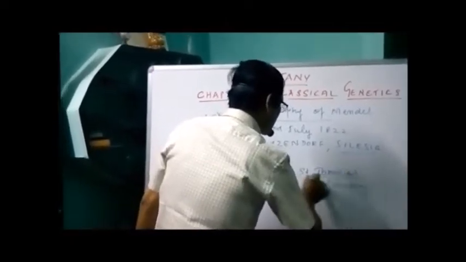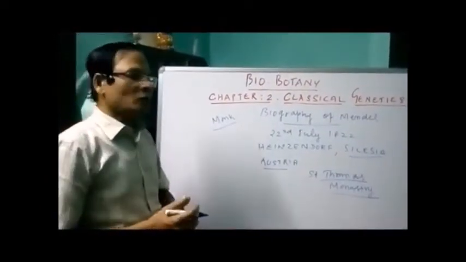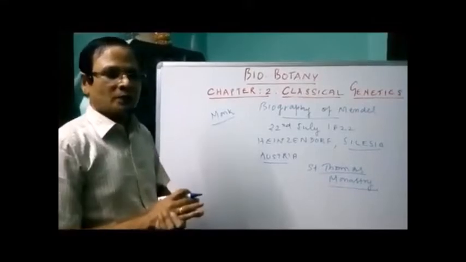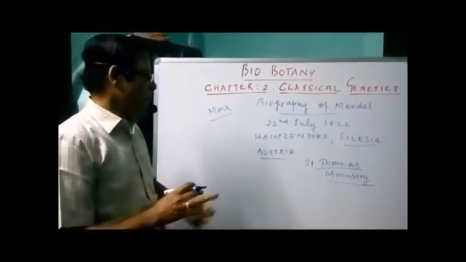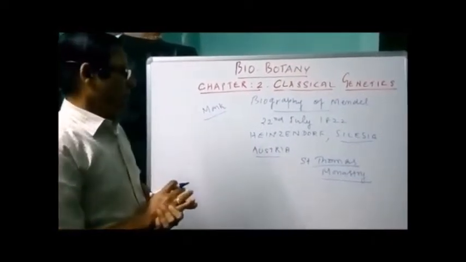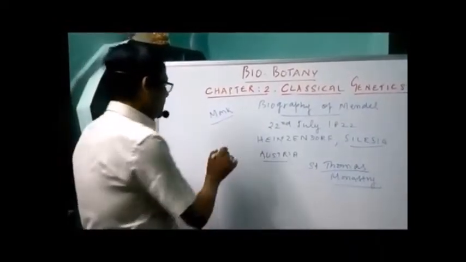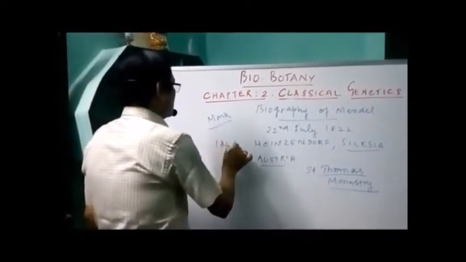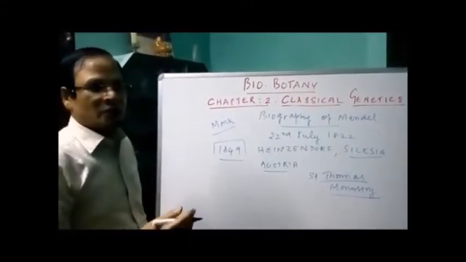So monastery is a place where priests have to undergo the study of theology. To become a priest, they have to undergo theology, the study of religious matter. That is why he admitted himself in St. Thomas Monastery. And he was appointed as a school teacher temporarily in 1849 and continued his interest in plant hybridization.